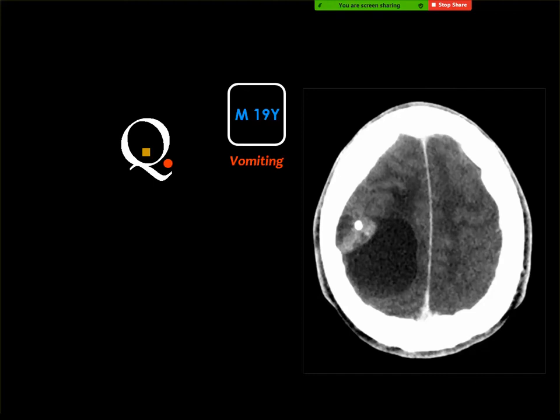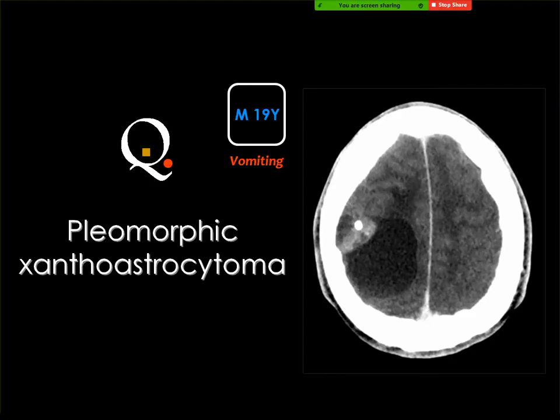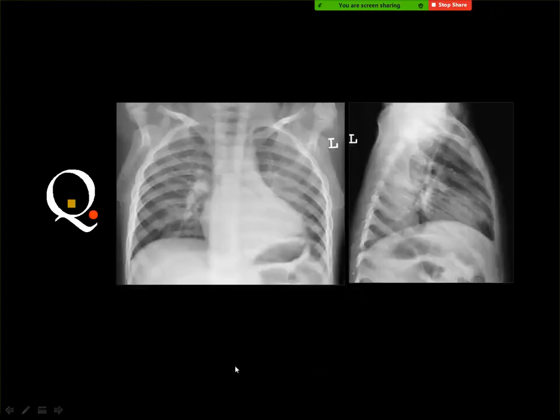Pilocytic astrocytoma? No, DNET? Pleomorphic xanthoastrocytoma. Pleomorphic xanthoastrocytoma is a cyst with an enhancing mural nodule, and the nodule is peripherally located adjacent to the meninges.